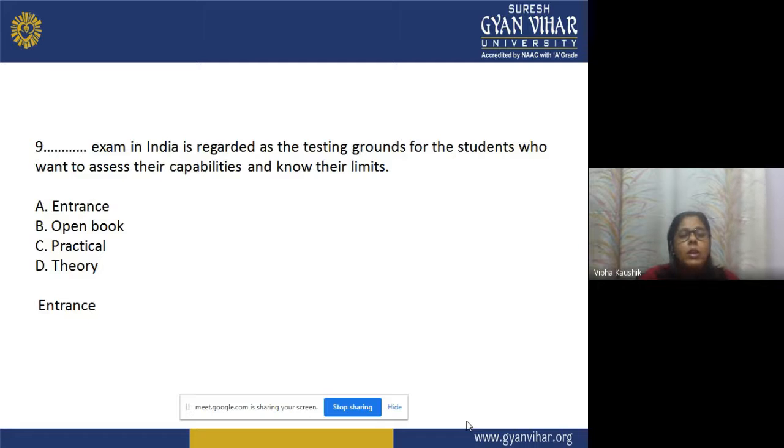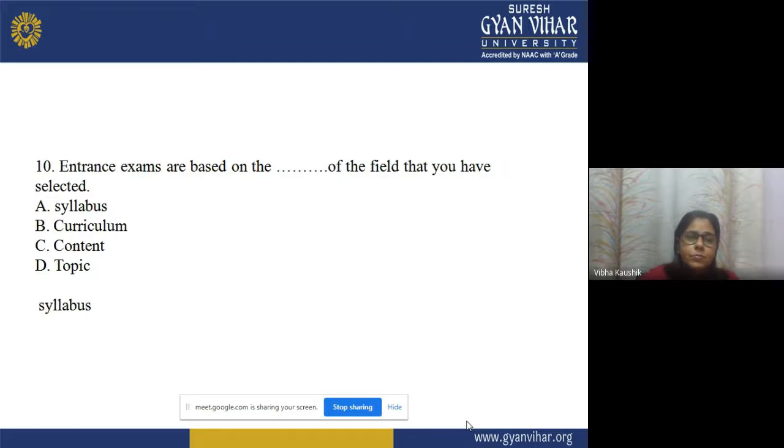Now the ninth one. Dash exam in India is regarded as the testing ground for students who want to assess their capabilities and know their limits. Now the options are A. Entrance, B. Open book, C. Practical, or D. Theory. Now the correct answer is option A, that is entrance.